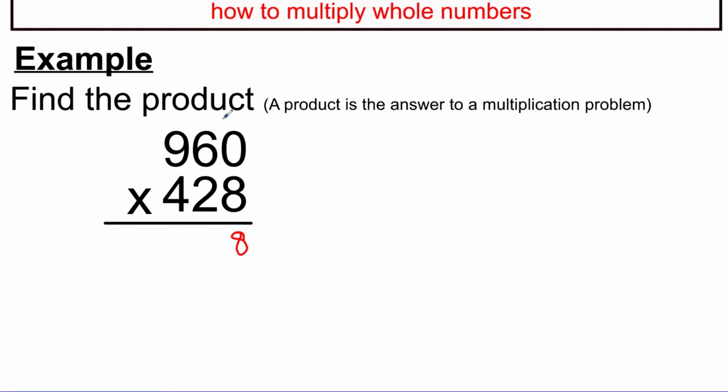And since the 8 is in the 1's position, we're going to drop the very first answer in the 1's position as well, right below it. 8 times 6 is 48, so I'm going to drop the 8 down and pull up the 4. 9 times 8 is 72. 72 plus 4 more is 76. So I just worked with the 8.